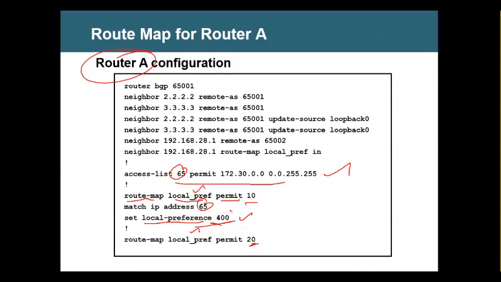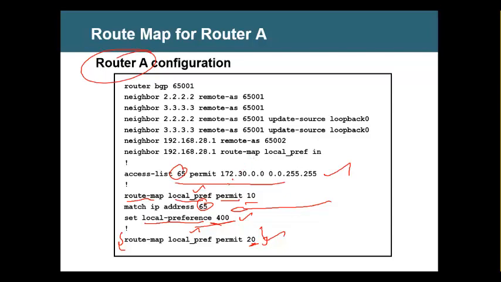Now, why do we need this one? For those prefixes that did not match this access list, I do not want to take any action, so I need to simply create this. If you don't create this, the other prefixes will not be allowed. The update about other prefixes won't come.